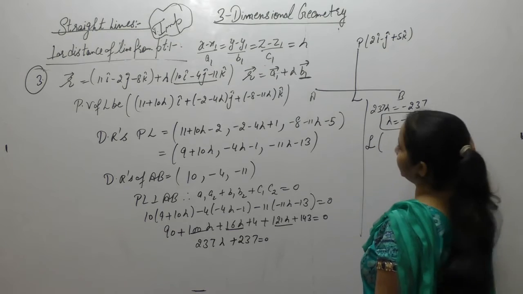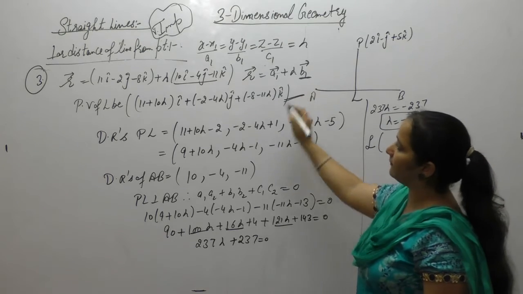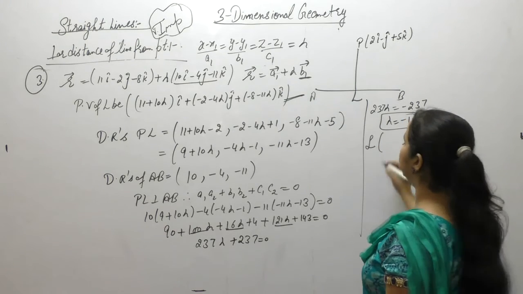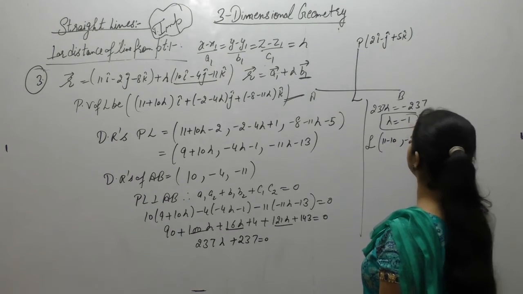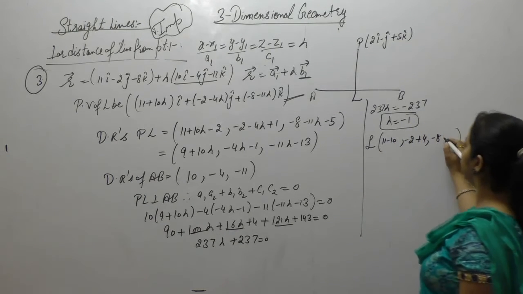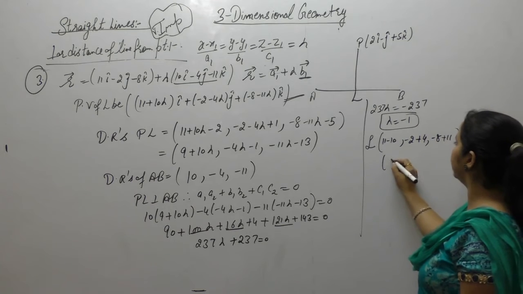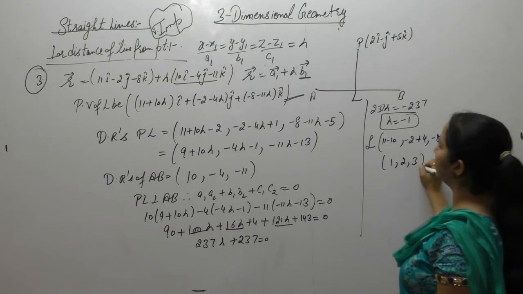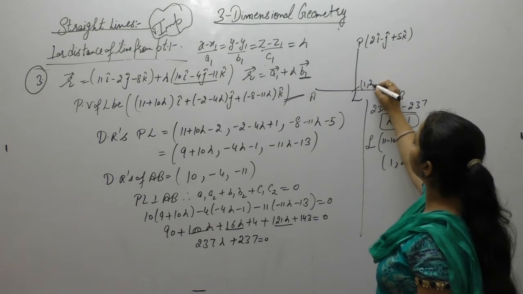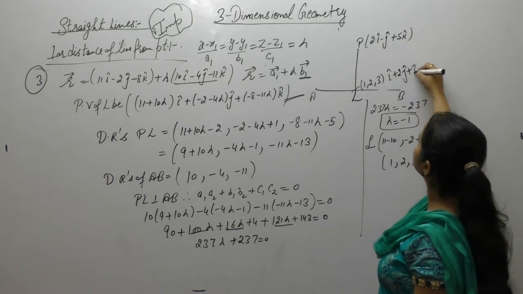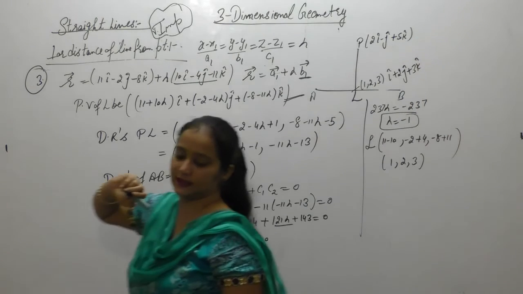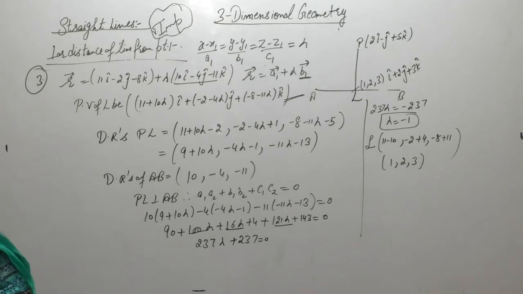Now find the coordinates of L. Put the value of lambda here. 11 minus 10, minus 2 plus 4, minus 8 plus 11. So 1, 2 and 3. So the coordinates of L are 1, 2, 3. We can write it as i plus 2j plus 3k.